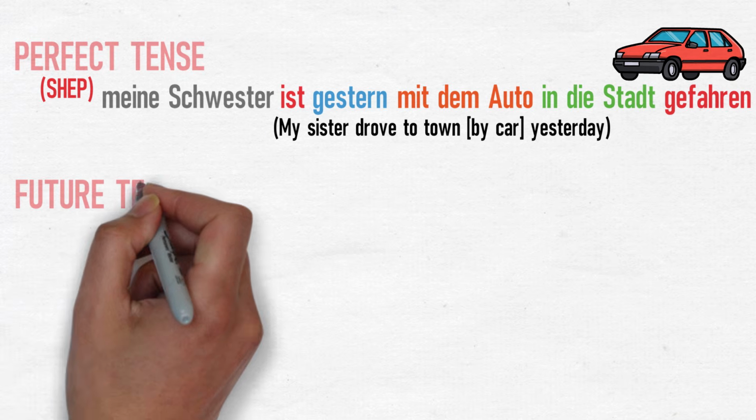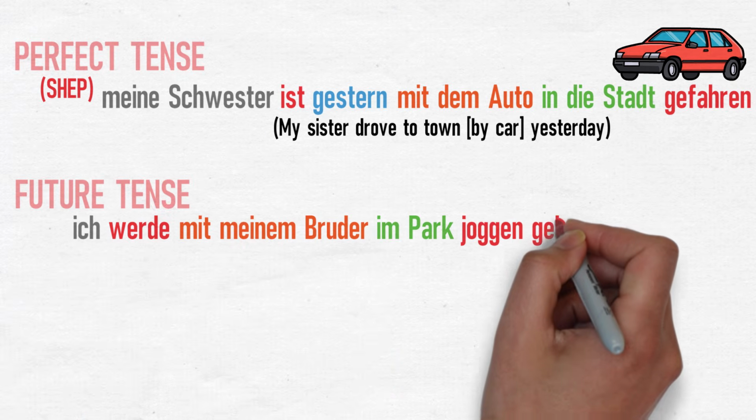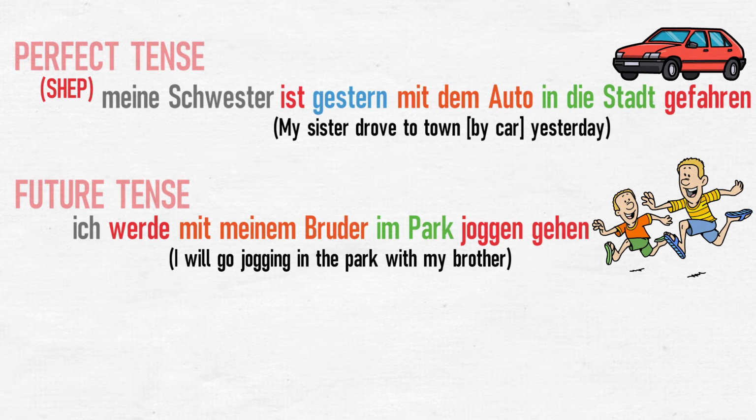Finally, a future tense sentence. Ich werde mit meinem Bruder im Park joggen gehen. I will go jogging in the park with my brother.